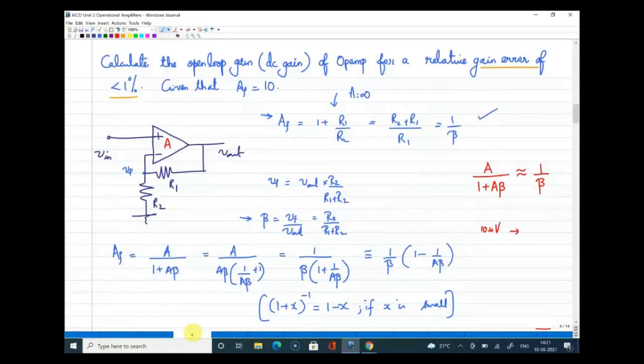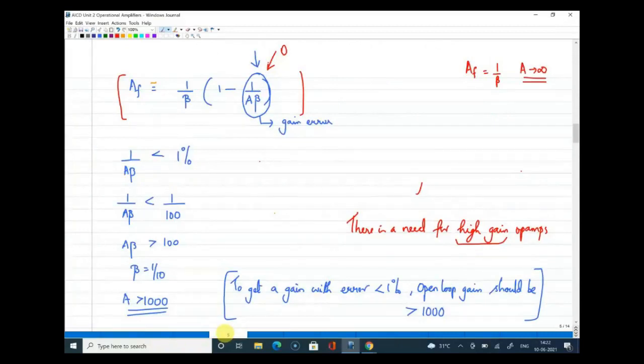Moving on, we took one example and saw the importance of having a very high open loop gain. Even though for practical closed loop applications we may not need 1000 or 10,000 closed loop gain, an open loop gain of 1000 or more will definitely help in having a proper closed loop gain, and we understood that with this specific example. We realized there is a need for high gain op-amps, and they will definitely help in one aspect: to have a gain with an error less than 1%.